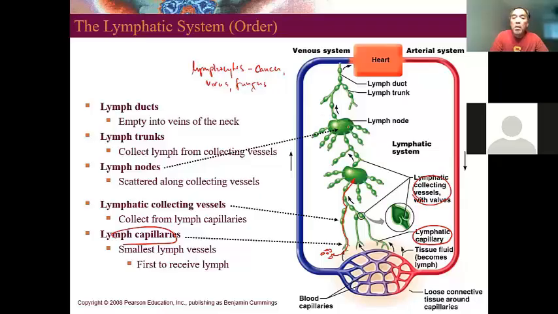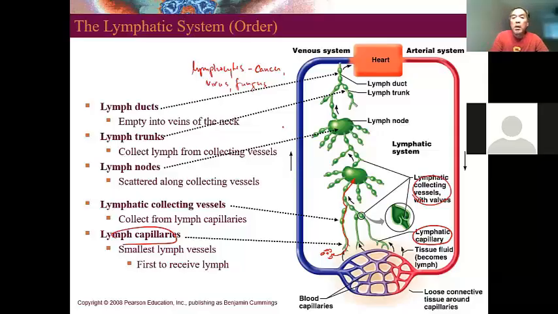Now, if the lymph nodes filter it out, whatever goes into the next structure, called the lymph trunk, should have been clear of those cancer cells, viruses, and fungus. Okay. Unfortunately, sometimes the cancer cells still travel down to the lymph trunk. Okay. When it goes to the lymph trunk, it will then drain into the lymph duct.